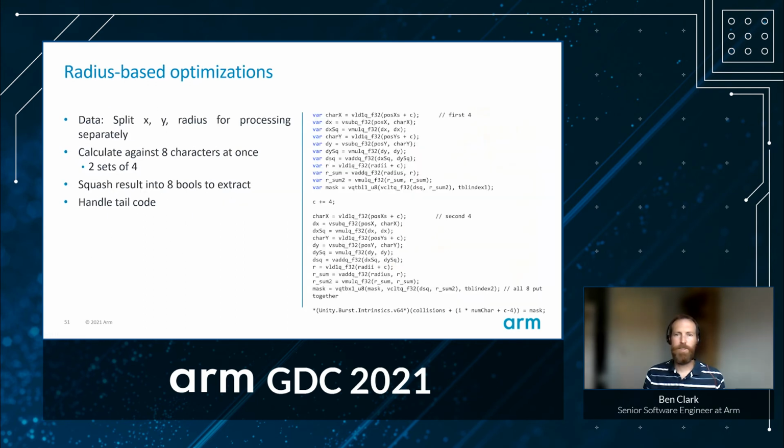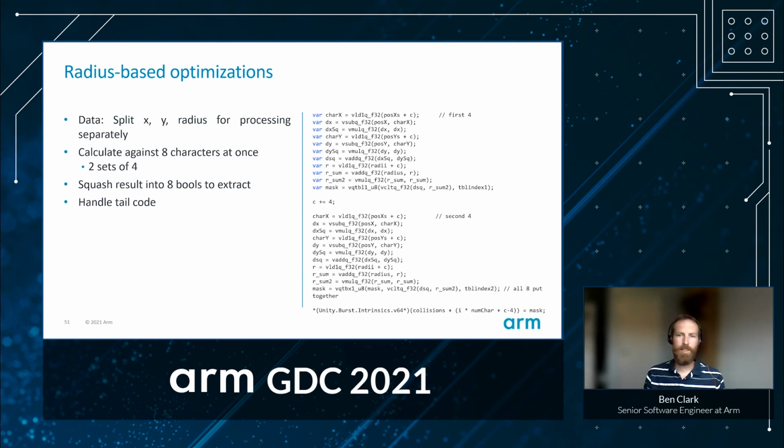Let's look at each of the two subcases to go through the important improvements, starting with the simpler one, radius-based collision detection. Firstly, as before, we split the X, Y, and radius for processing separately, so they're each able to have 4 loaded into a vector at once. Now, Neon code is quite long, especially the tail code, the less vectorized parts left at the end. So this is just a clip of the code on the slide, just the main inner loop. To see the full implementation, please get the example scene from the Unity Asset Store.